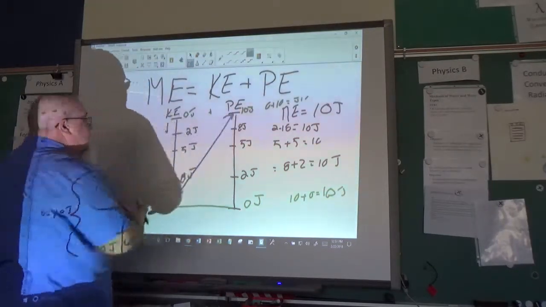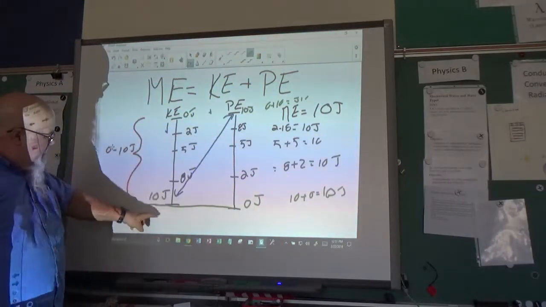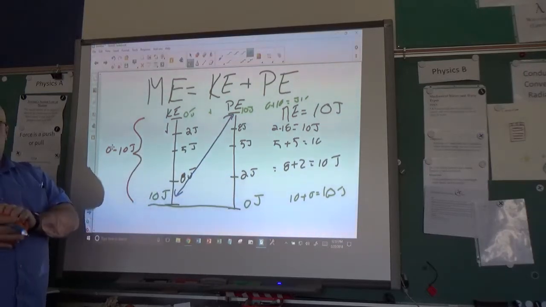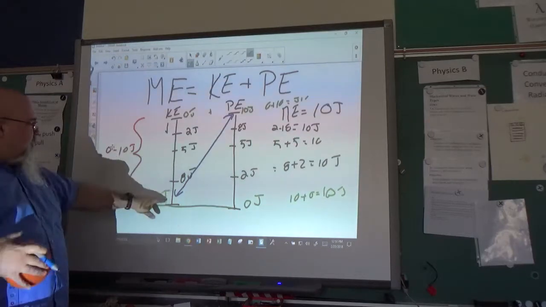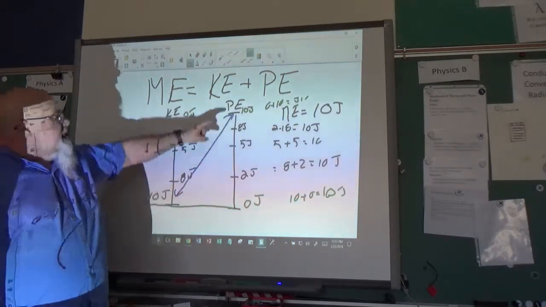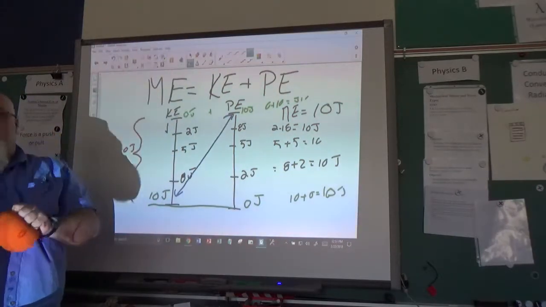If you look across, if I know what my maximum potential energy is, I know what my maximum kinetic energy is when it hits the ground. It's also going to be 10 joules. And vice versa, if I know how hard it hits the ground, what the kinetic energy is when it hits the ground, I know what its maximum potential energy is when I lift it up to height.